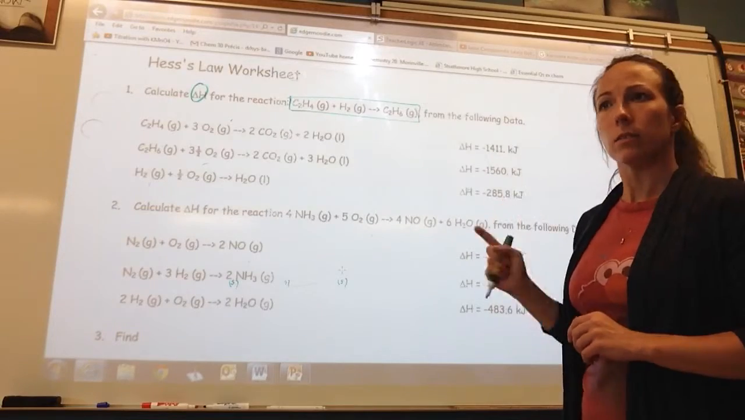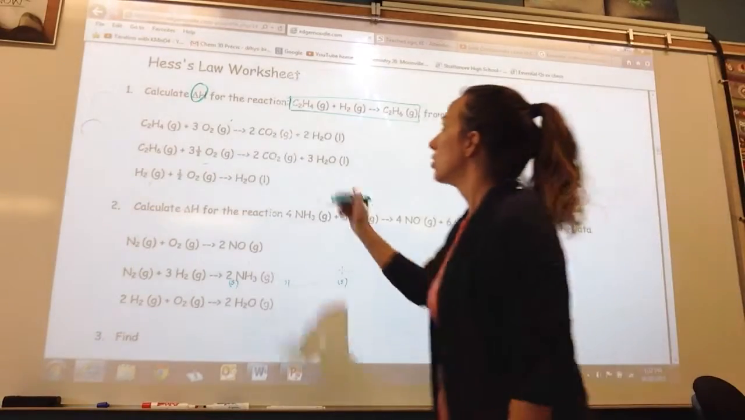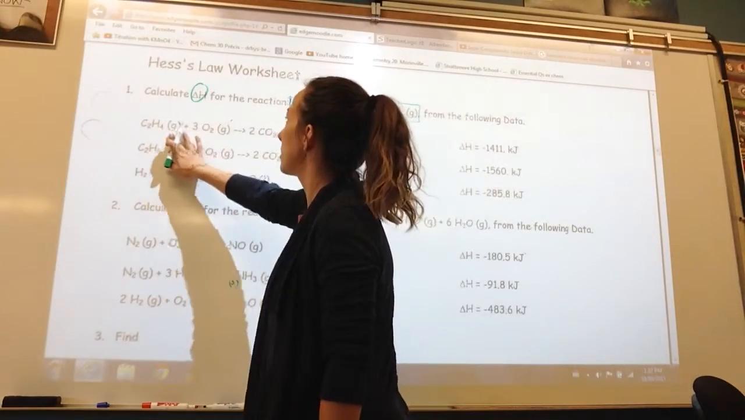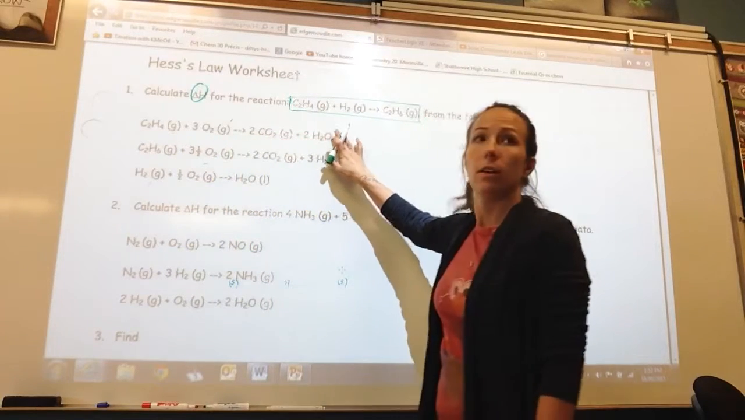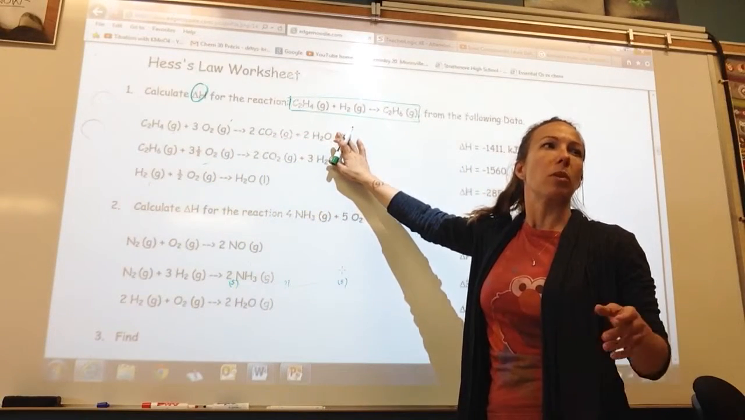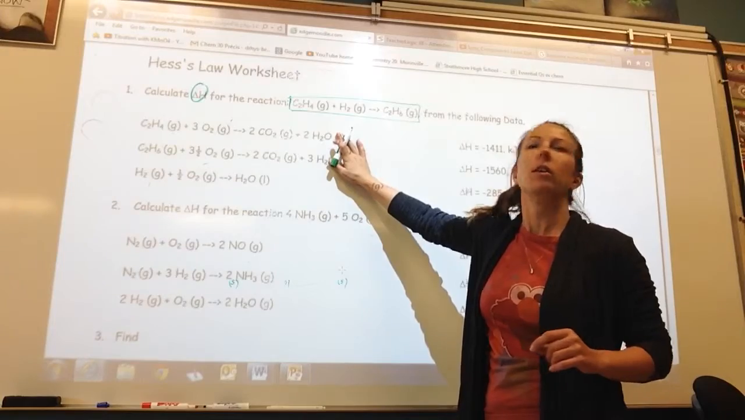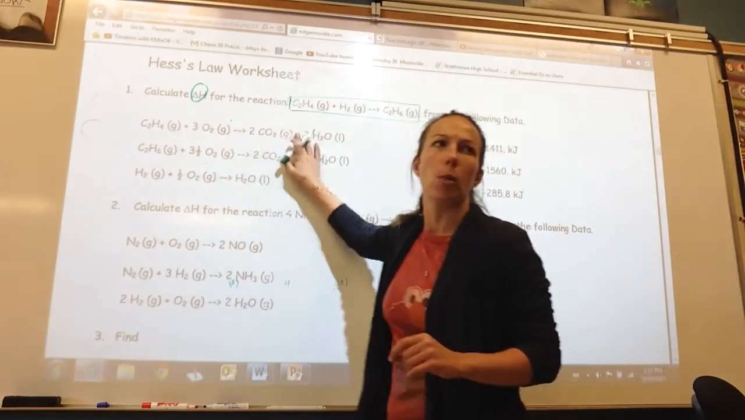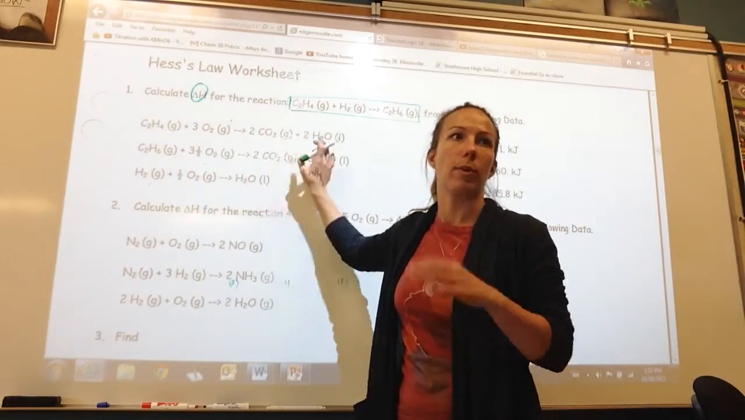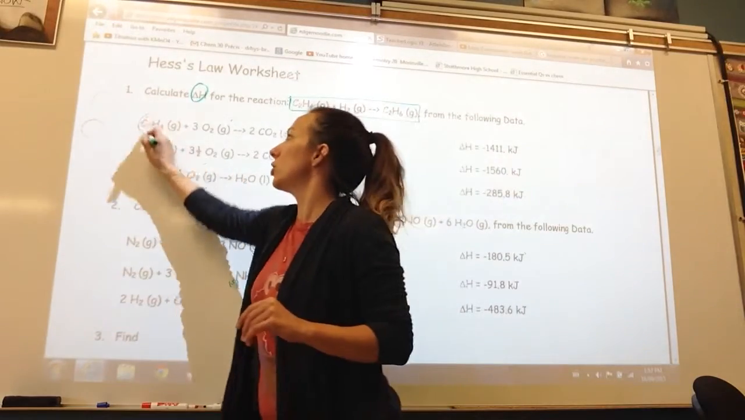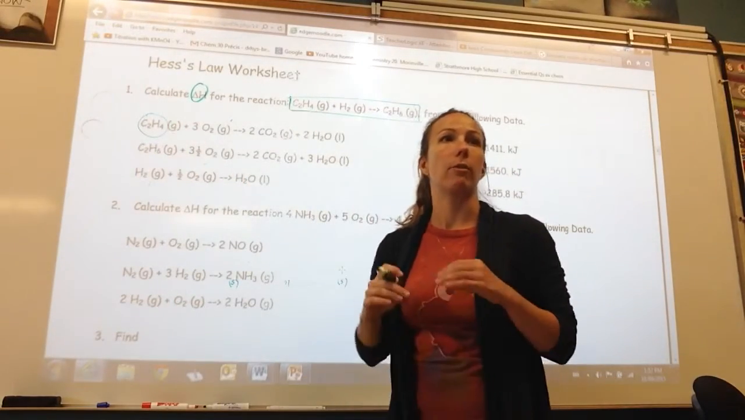Look to see if it's the same size. So in this equation, what's in here that's like my star pupil? That's probably not anywhere else. My C2H4. The rest are pretty common. I probably have oxygen somewhere else, and I probably have water somewhere else. So C2H4 is the star pupil in that reaction.